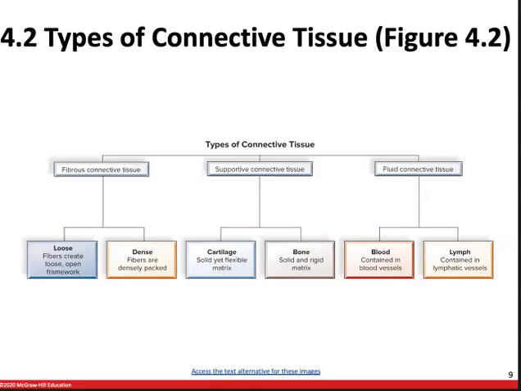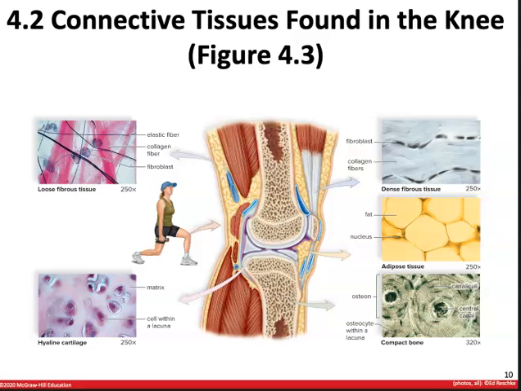The last fluid connective tissue is lymph. Lymph is derived from the fluid of surrounding tissue, so that's interstitial fluid. Lymph contains white blood cells, and the lymphatic vessels are responsible for absorbing excess interstitial fluid and returning the lymph to the cardiovascular system.